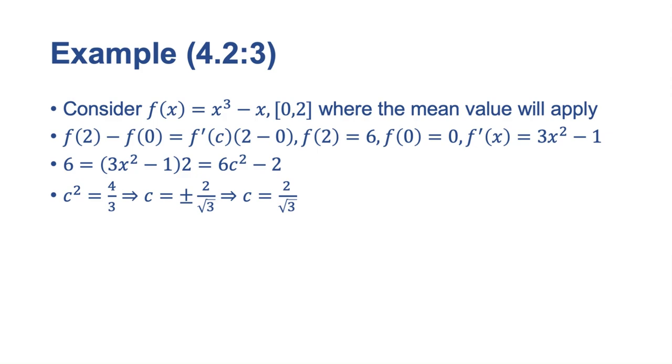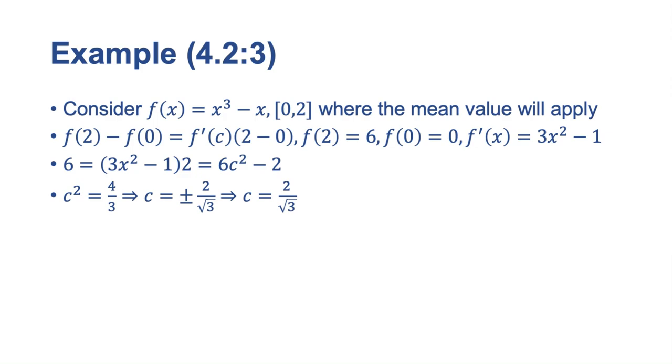And of course, that will mean that c equals plus or minus 2 over root 3. However, because our interval is from 0 to 2, we are going to have an extraneous solution, meaning that we can take the positive c equals 2 over root 3. And that is our example. That is our final result.